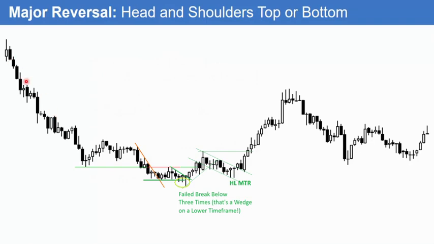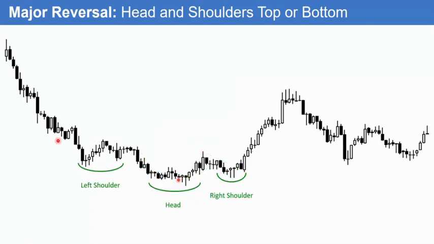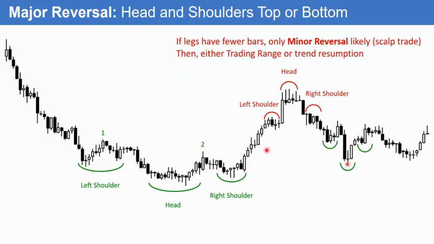And this is the higher low major trend reversal. Boom, that's the head and shoulders bottom. Head and shoulders top, head and shoulders bottom. If legs have fewer bars, only minor reversal. This is a minor trend reversal. This is a major trend reversal. This is only for scalps, not for big, large swings.